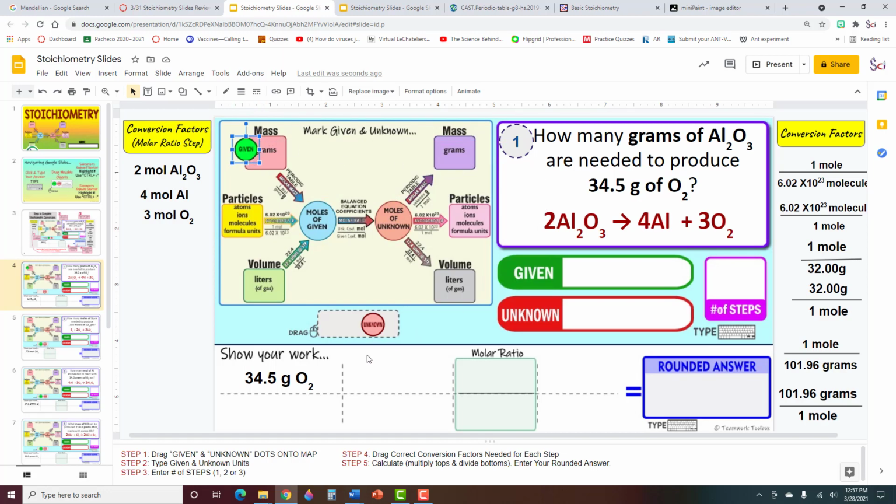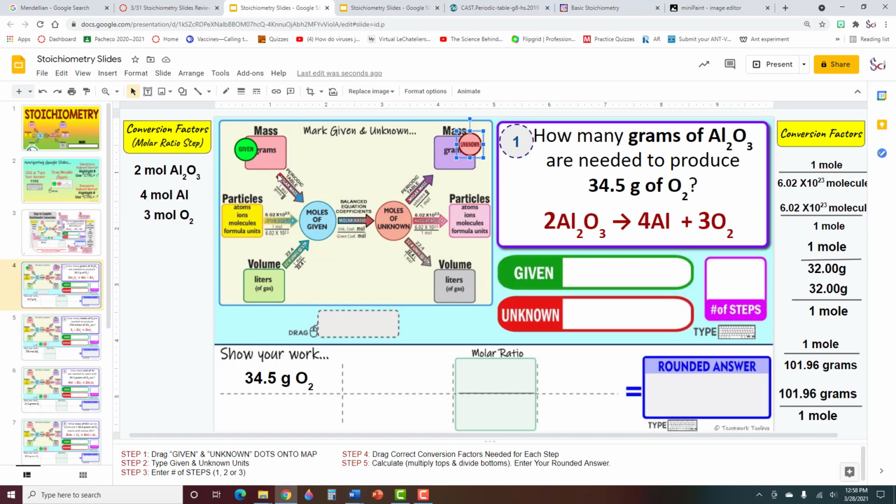Now, my unknown is what did they ask me for? So they asked me how many grams of Al2O3 are needed. So my unknown is going to be over here, grams. Now, also on this chart is volume, which we will not do, and particles, which we won't do as part of this assignment, although you have done that in the past.